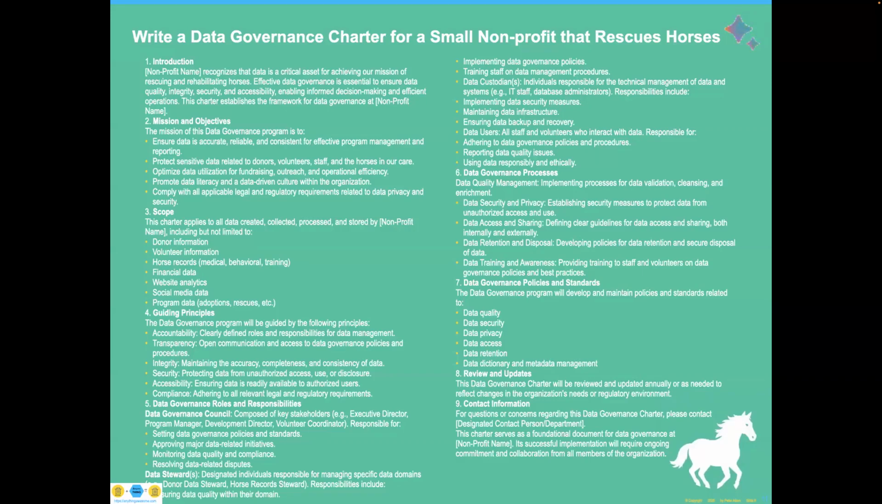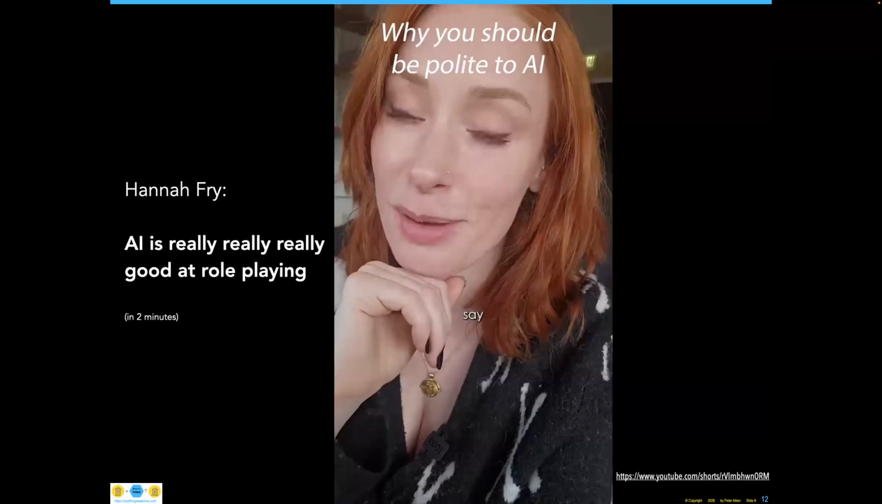But something else about AI, real important to understand. This is Hannah Fry, who's a data scientist, and she's kind of buried the lead here. Her talk is titled Why You Should Be Polite to AI. It's actually not. What I really want you to take away from this is understanding that AI is really good at role playing. So I'll let Hannah speak for about 90 seconds.